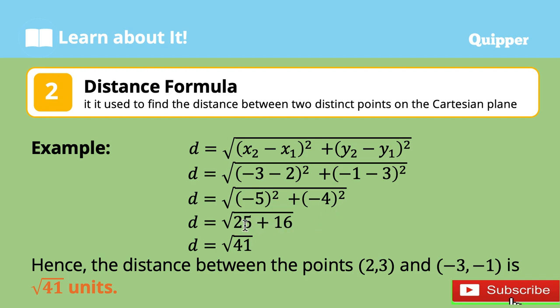Now let's add 25 plus 16, that is positive 41. And now the distance of the 2 points is equal to the square root of 41. So that is the distance between the points 2, 3 and negative 3, negative 1. Square root of 41 units. That is in between 6 and 7. So that's a 6 point something.